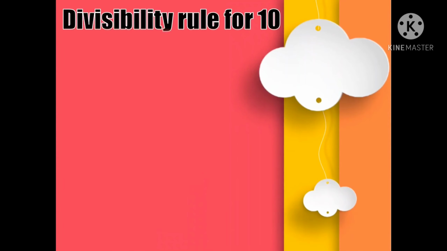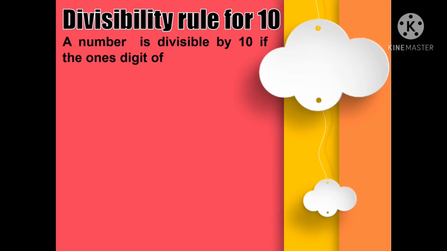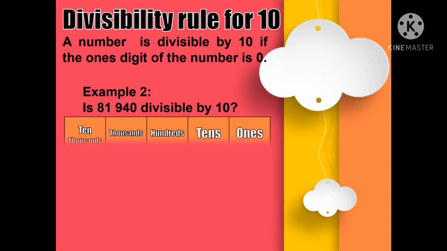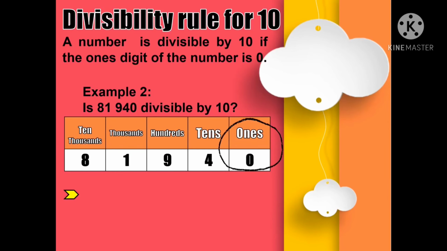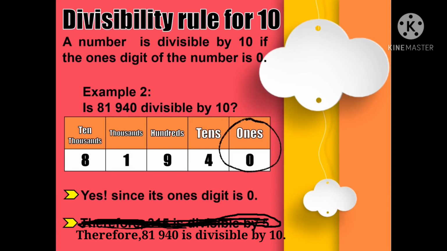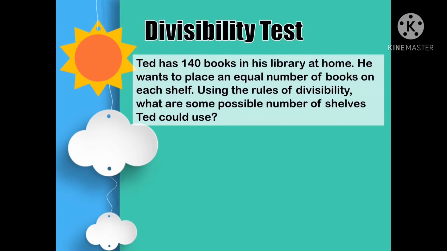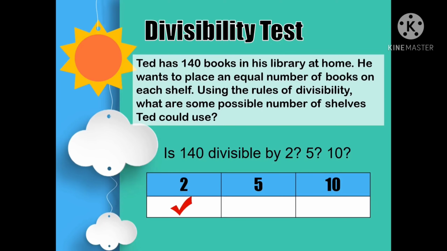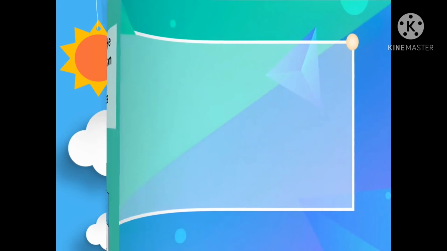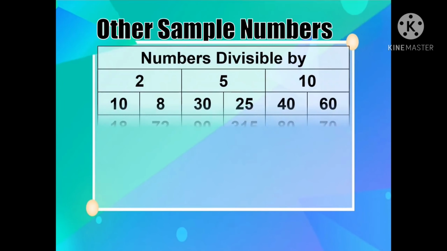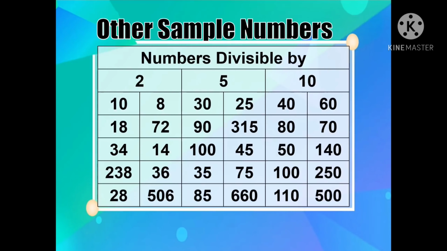Another example, but please remember the divisibility rule for 10. Is 81,940 divisible by 10? Look at the ones digit. It's 0. That means 81,940 is divisible by 10. You got it right? Congratulations! Let's go back to the divisibility test. We all know that 140 is divisible by 2, by 5, and of course, it is divisible by 10. And here are other sample numbers that are also divisible by 2, by 5, and by 10. I want you to remember all these numbers.